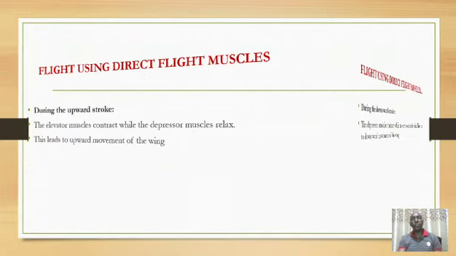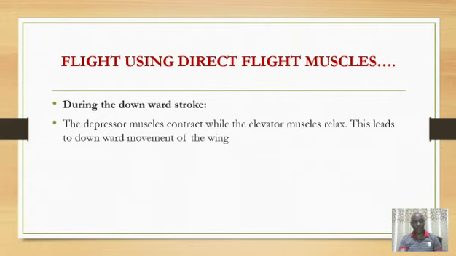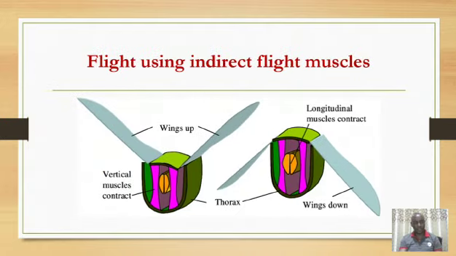We then move to indirect flight. Indirect flight, just like we have seen, the muscles are not attached directly to the wing. Where do they attach? To the roof, the tagum of the thorax.